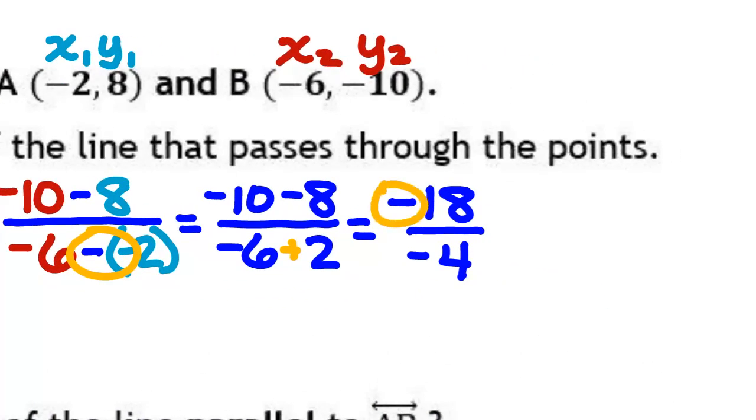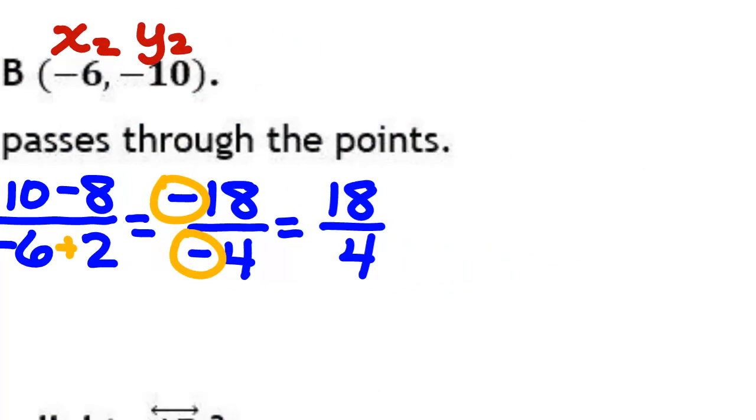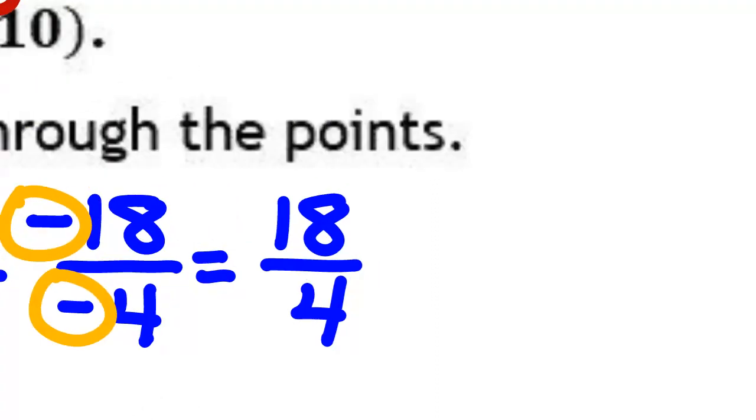I have a negative divided by a negative. What's going to happen? It's going to turn positive. So this is the same thing as +18 over +4. And now I have to reduce that fraction down if I can. Is there anything that you know of that'll go into both 18 and 4 at the same time? 2 goes into both of them, and that is the biggest thing that goes into both.